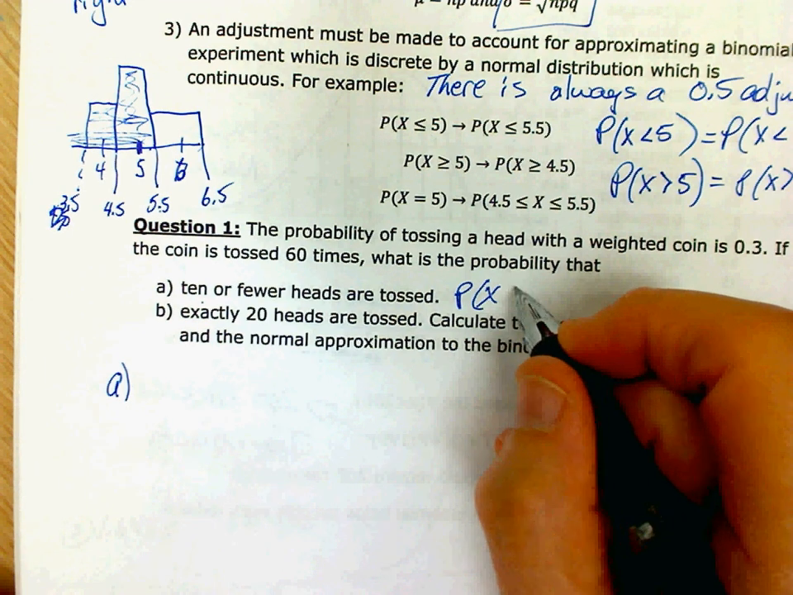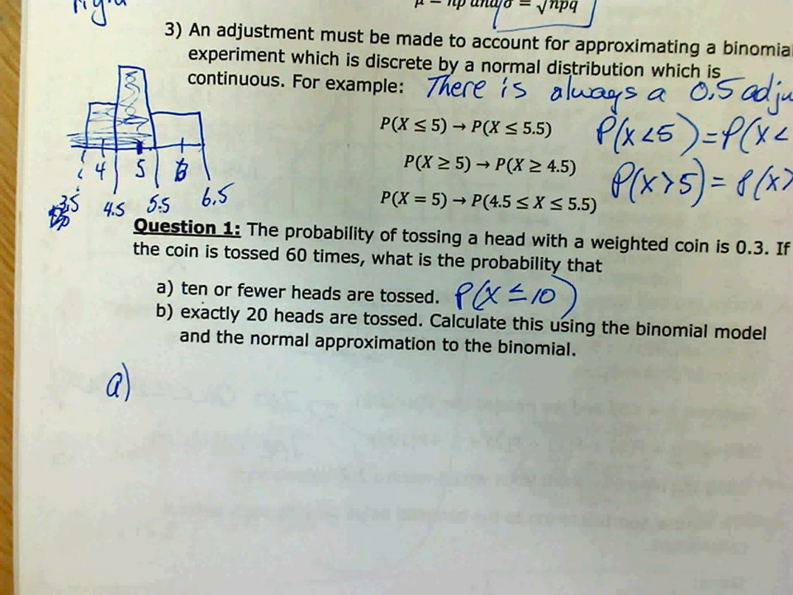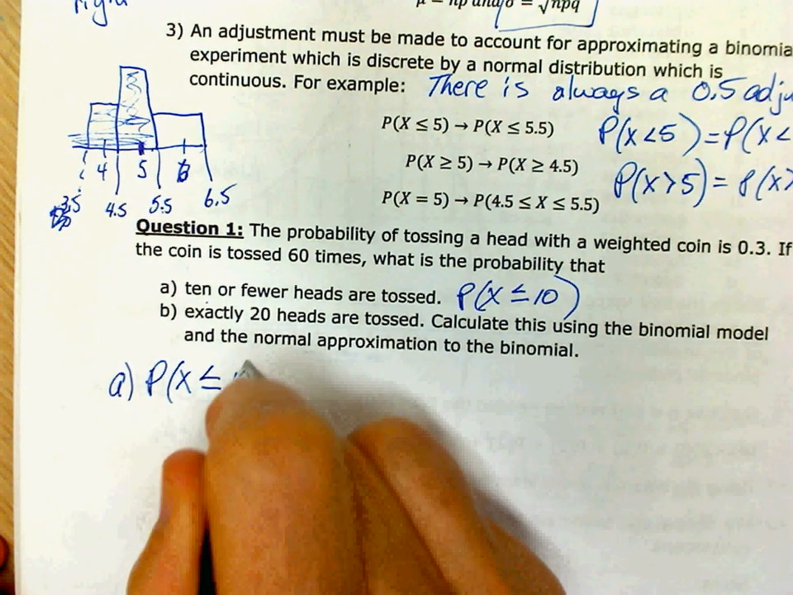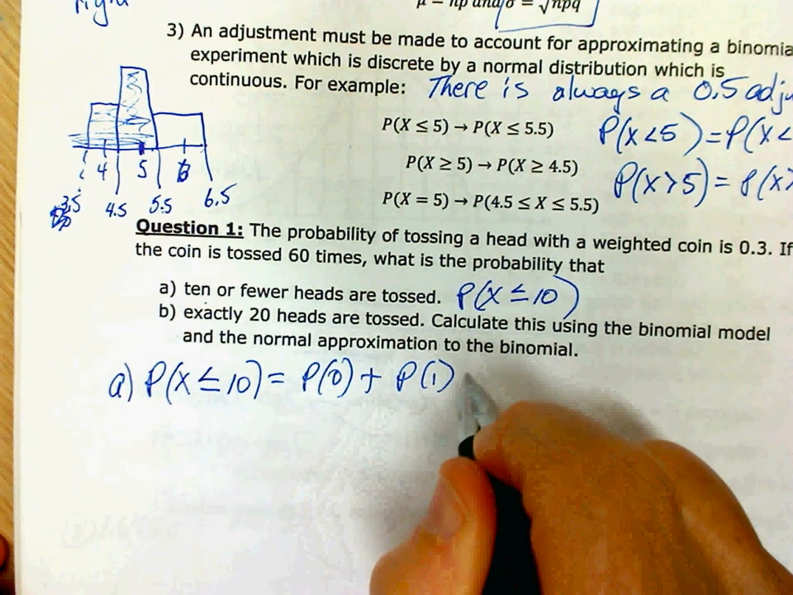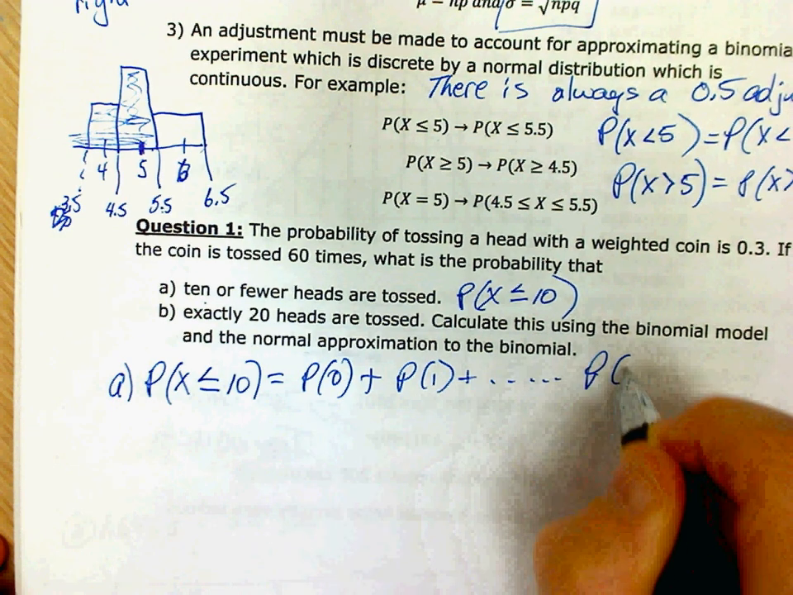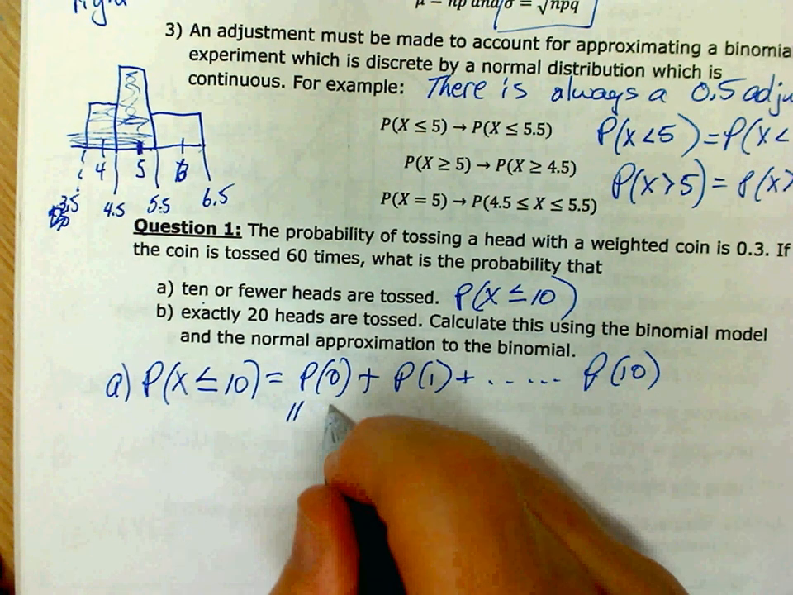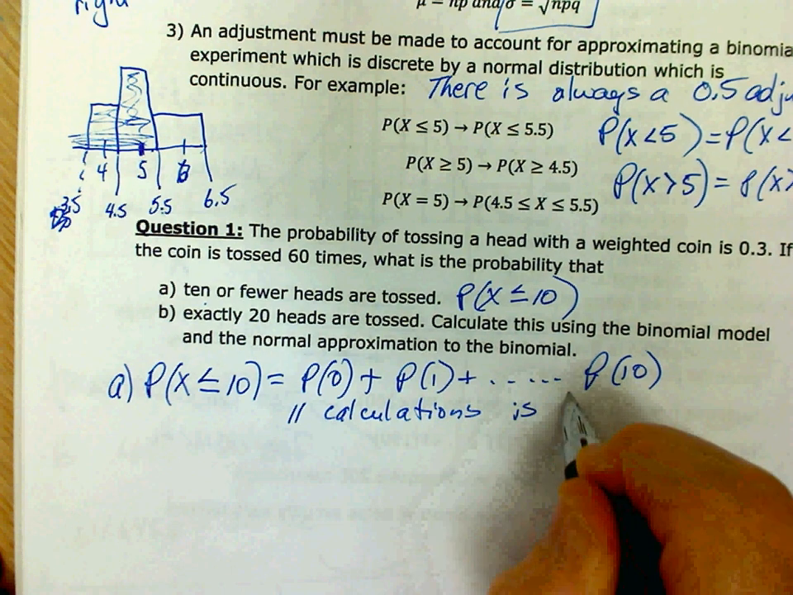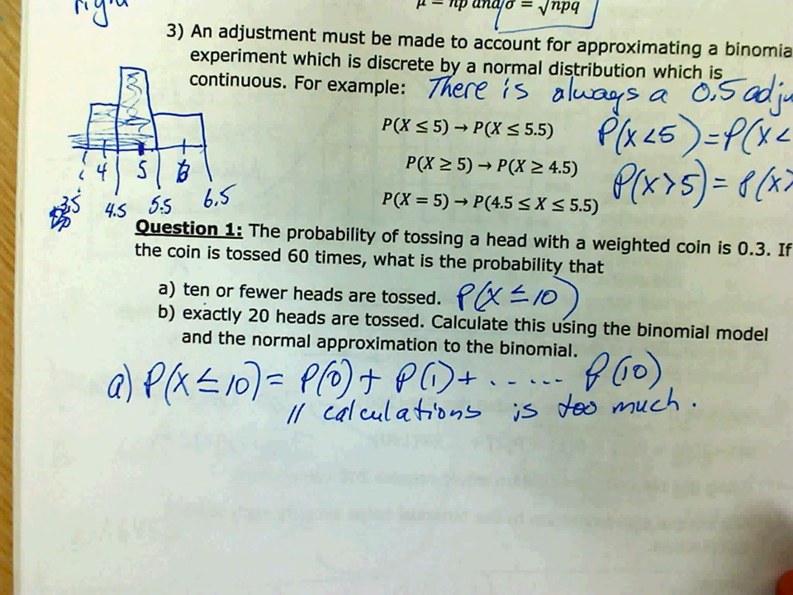Is less than or equal to 10. Agreed? All right. So notice, if we want the probability x is less than or equal to 10, that's equal to the probability of 0 plus the probability of 1 all the way up to the probability of 10. That's 11 calculations, which is too much. Give us a break here, for crying out loud.